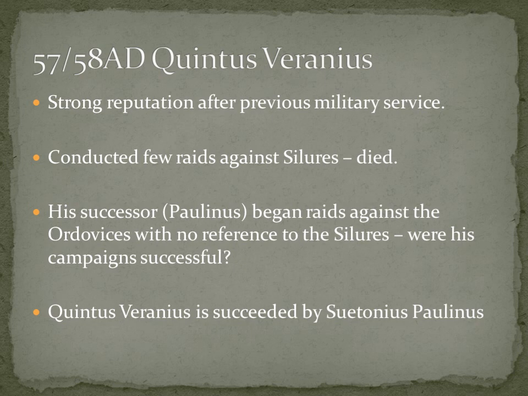57 to 58, we get our next governor, Veranius. He has a strong reputation after previous military service, but he only manages to conduct a few raids against the Silures before he dies. His successor, Suetonius Paulinus, began raids against the Ordovices with no reference to the Silures. So this might indicate that Veranius is actually successful in his campaigns, despite Tacitus again being quite dismissive of him.